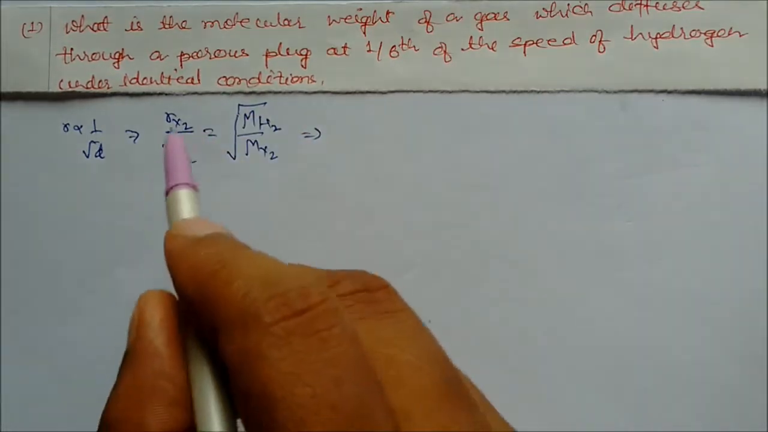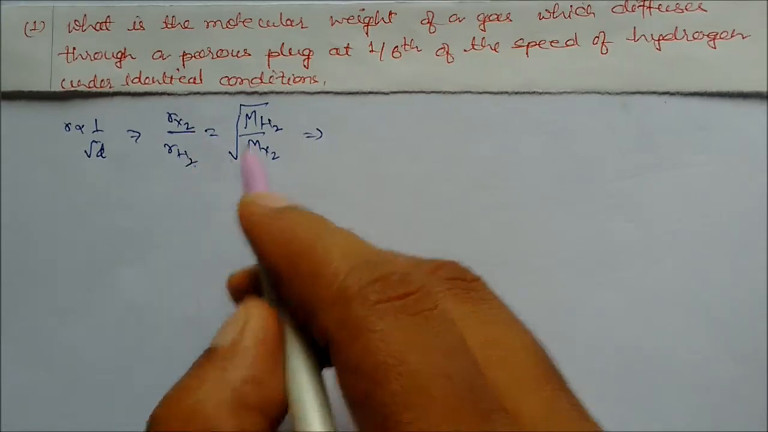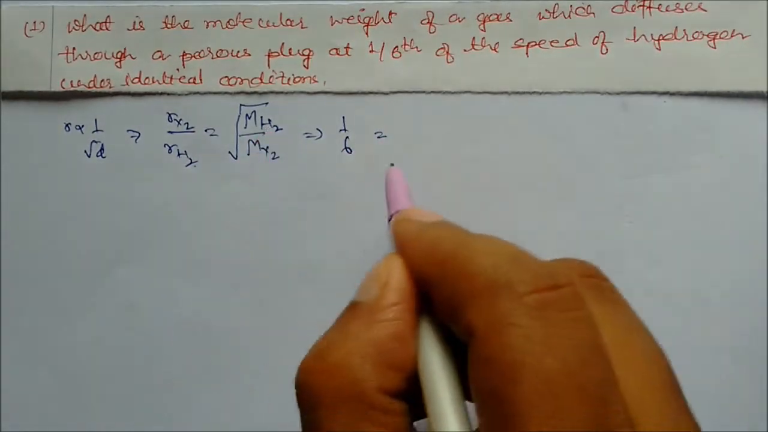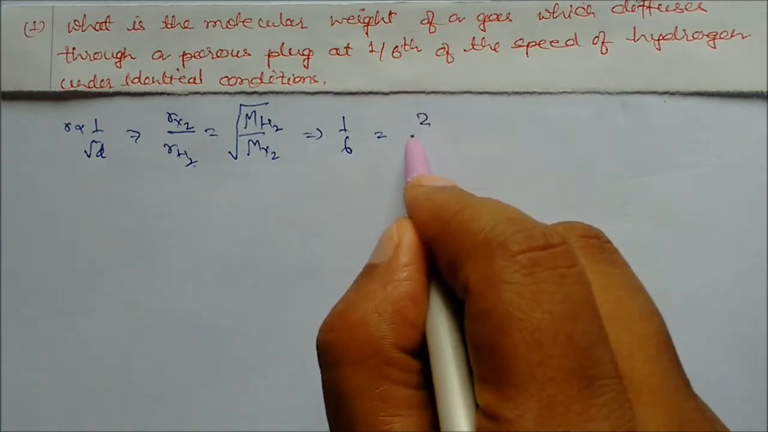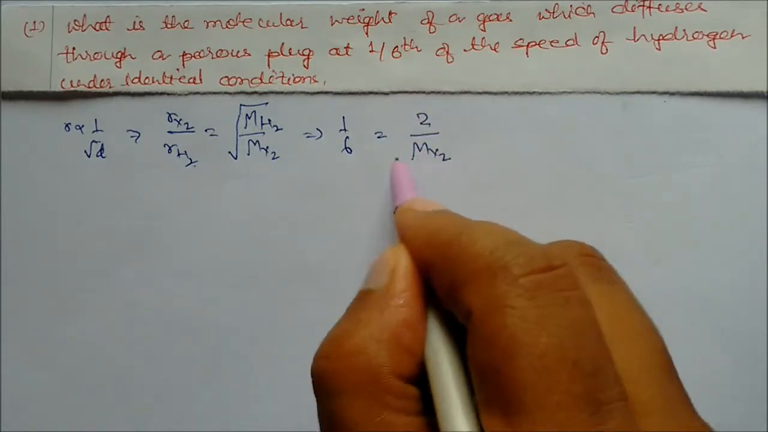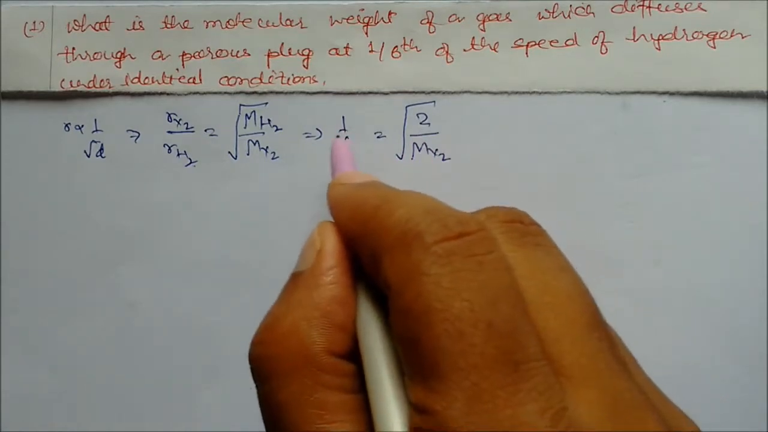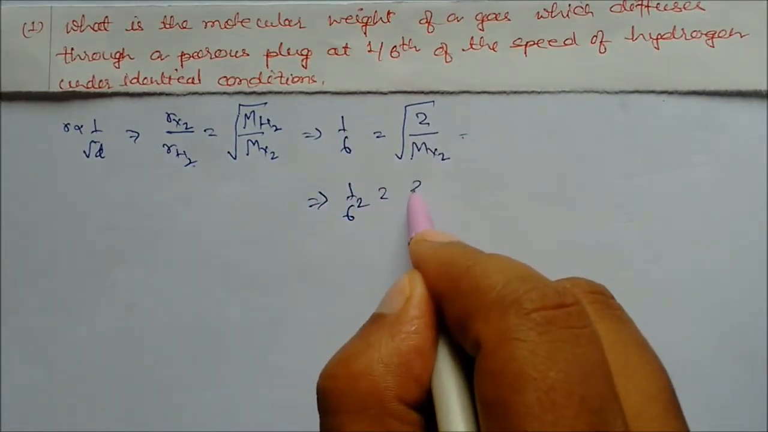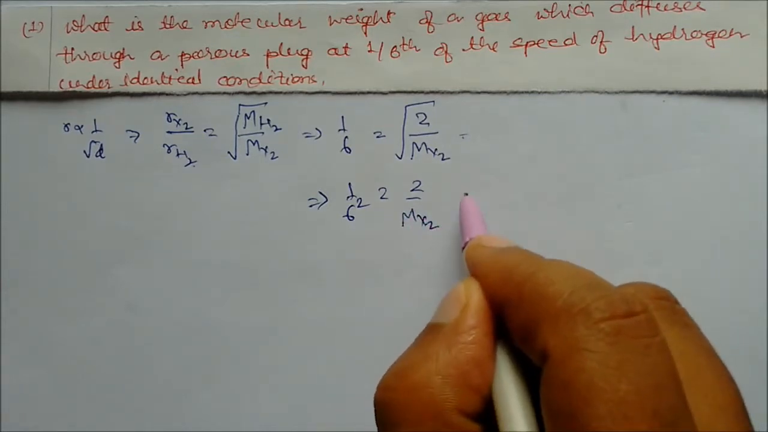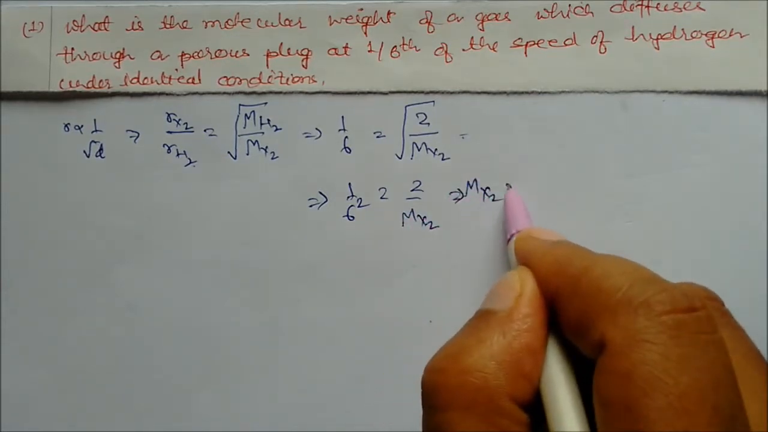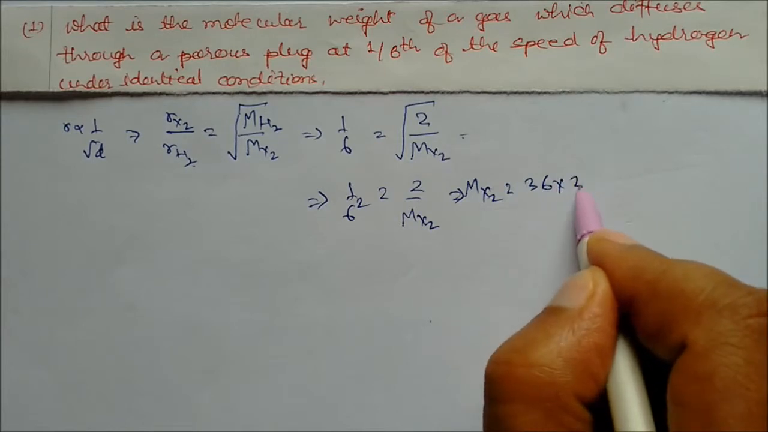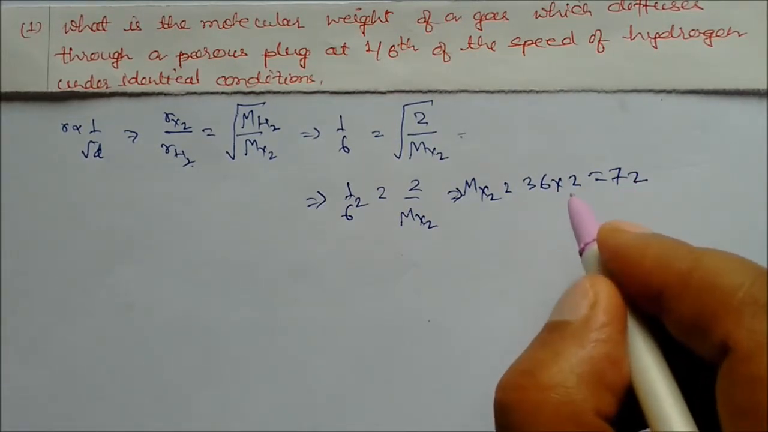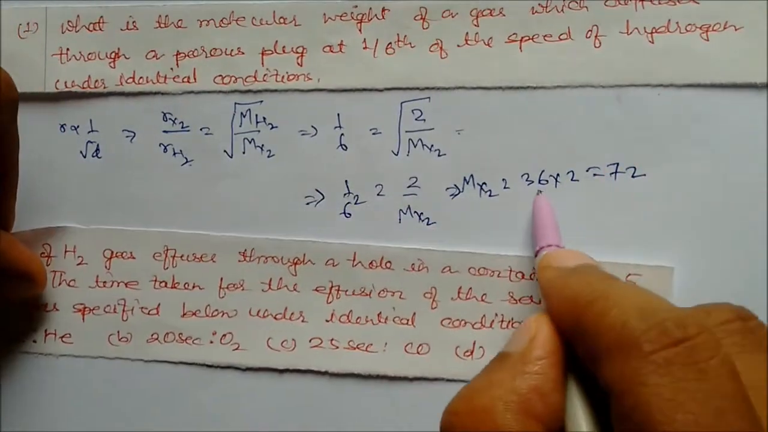So we know the rate of the unknown gas by the hydrogen is 1/6 as given, and the molecular mass of hydrogen is 2. The molecular mass of X2 we don't know, so this is a square root. On squaring, we get 1/6 squared equal to 2 by the molecular mass of X2, and we get the molecular mass of X2 equal to 36 into 2, that is 72.